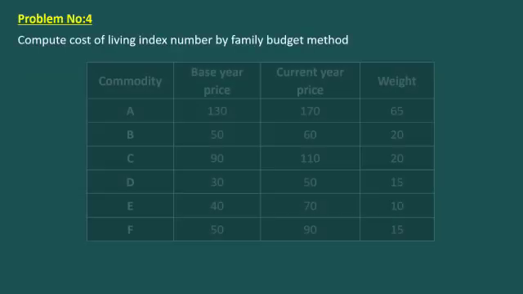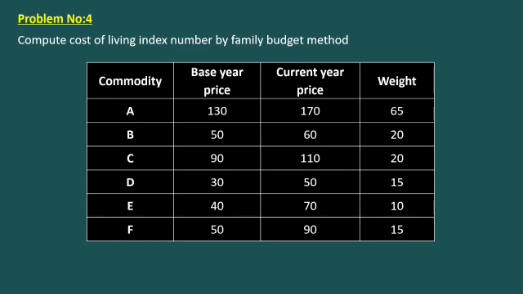Next question. Compute cost of living index number by family budget method. In the data, different commodities are named as A, B, C, D, E and F. The prices for the same for base year and current year are mentioned along with the weights.